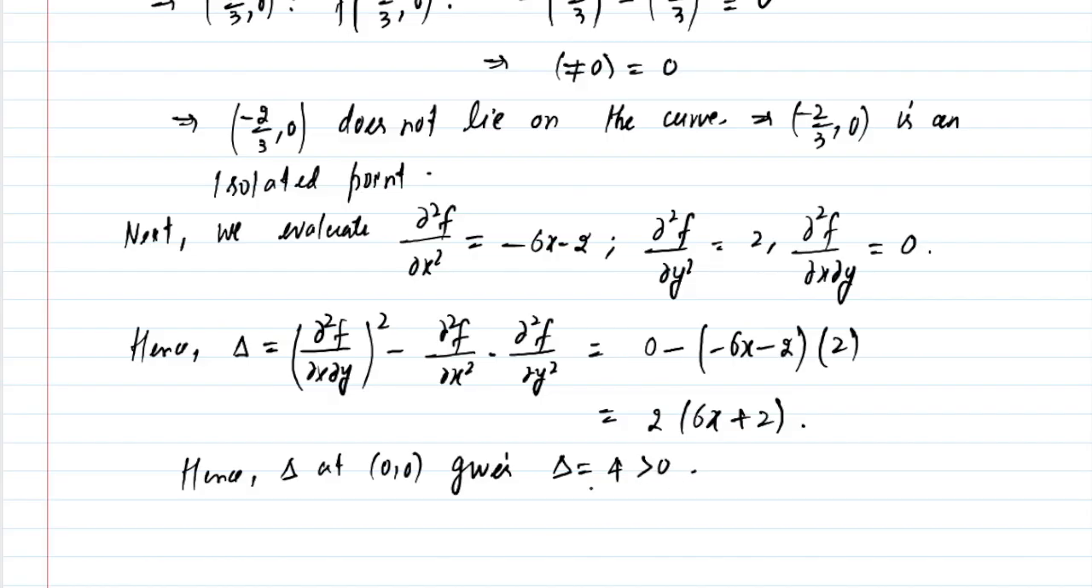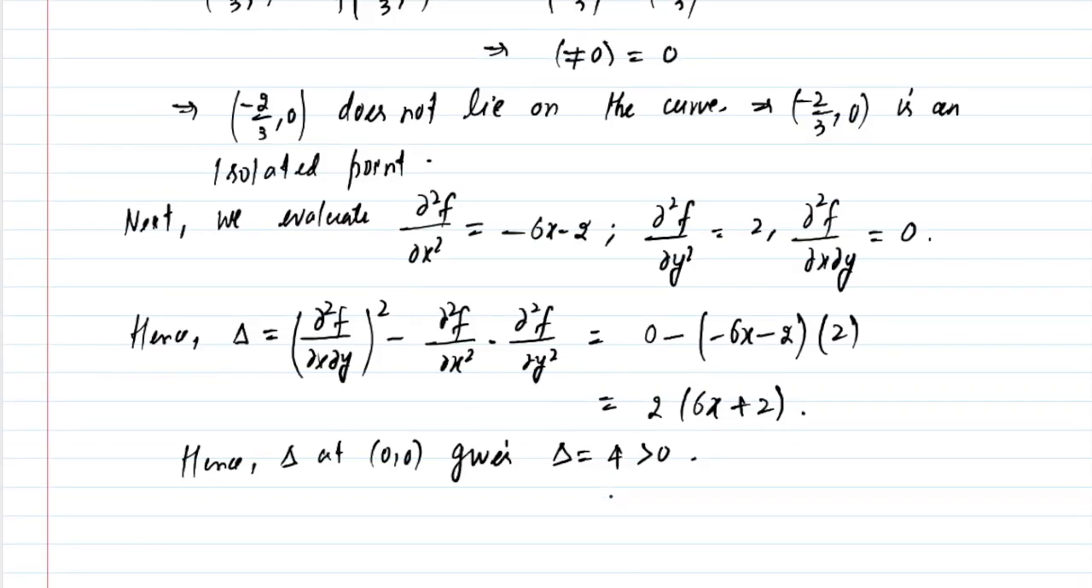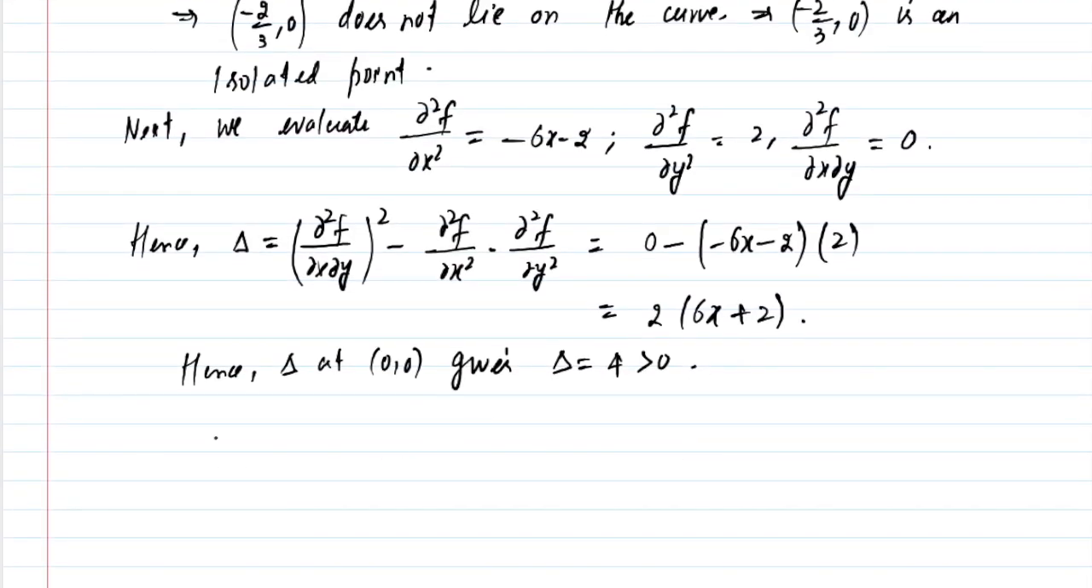Now when we have delta greater than 0 at a singular point, we know that singular point is called a node. So therefore this point 0, 0 is a node. So this is how we classify singular points.